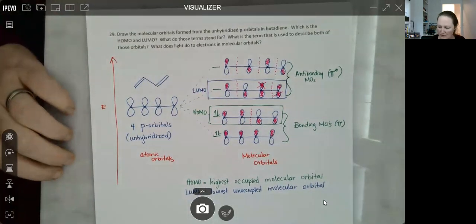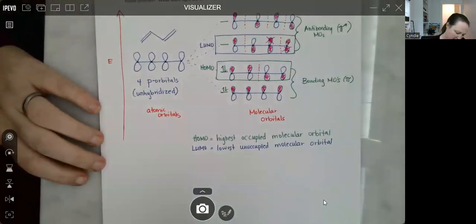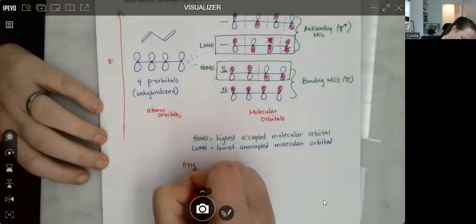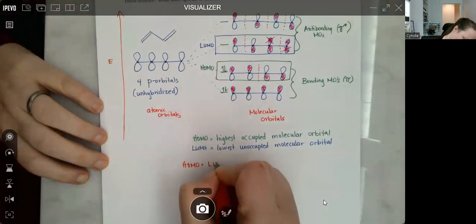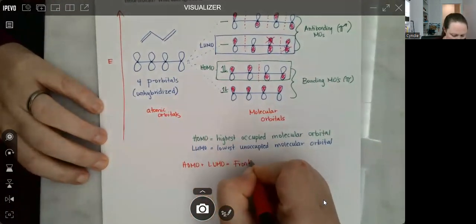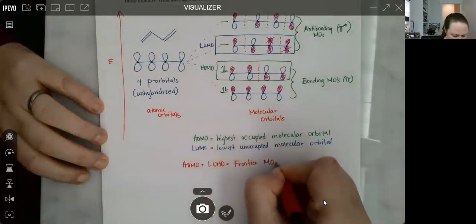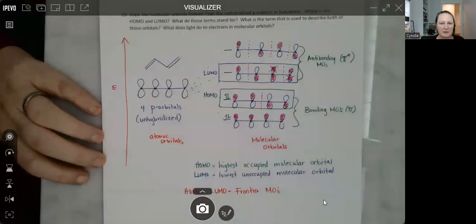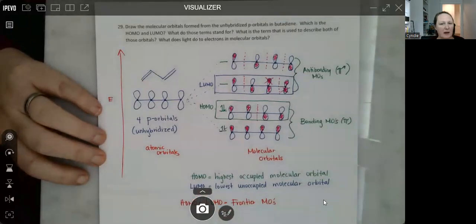And the term that's used to describe both the HOMO and LUMO together are the frontier molecular orbitals, because that's where the chemistry is happening.